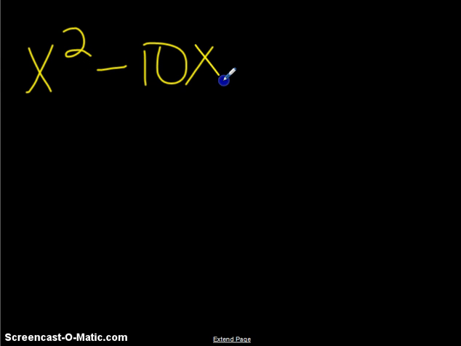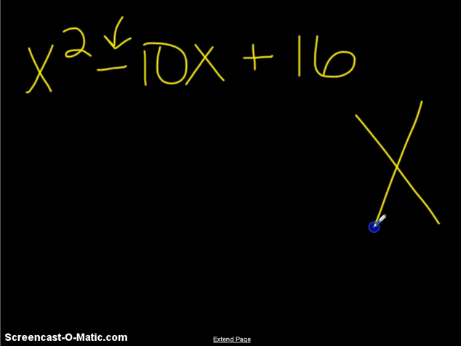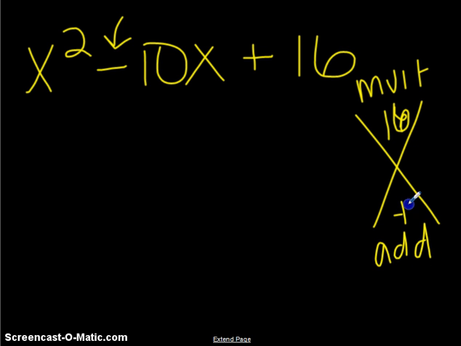All right, in this one, we're going to have x squared minus 10x plus 16. So this one's a little tricky because we have this negative here. So what we're looking for are two numbers that we know are going to multiply to be 16 and add to be negative 10.